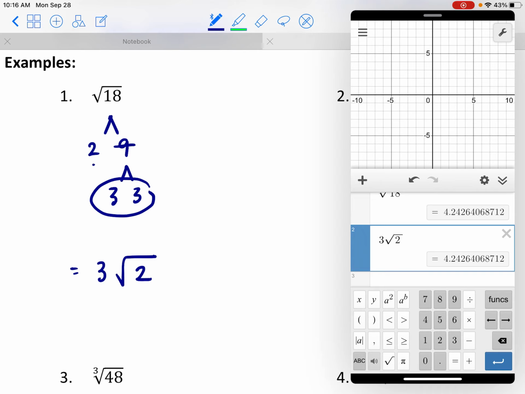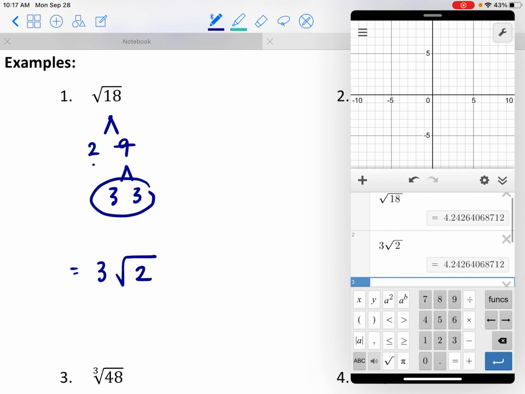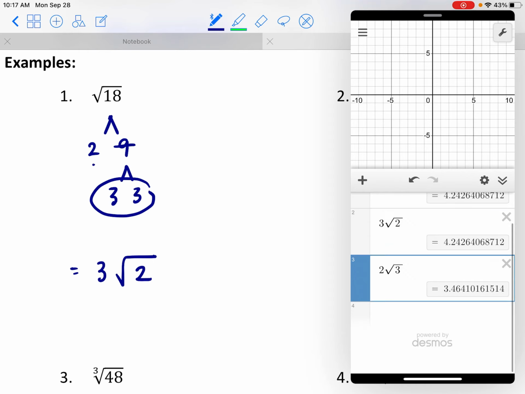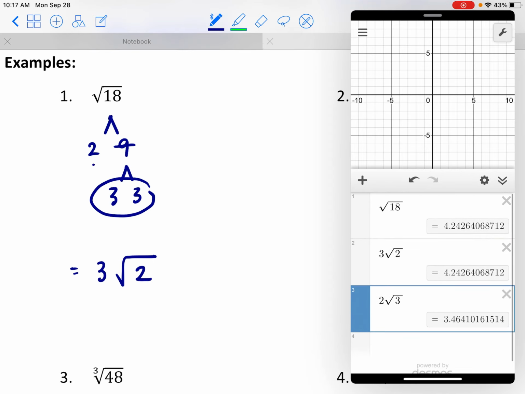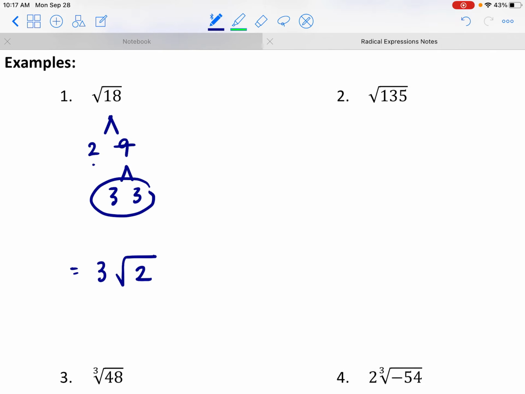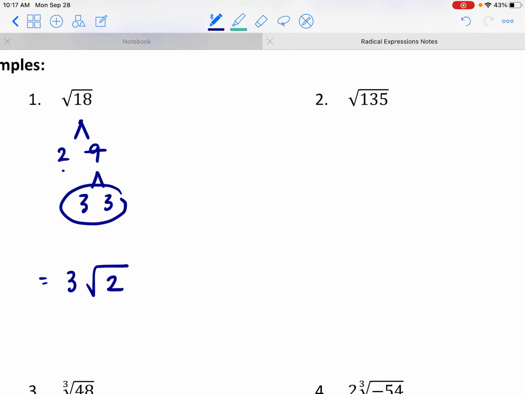So I will see a lot of times people go, oh, 2 comes out and 3 stays in. For some reason they mix those up. Well, if you confirm right away, put in radical 18, put in the opposite one, you can see those decimals aren't the same, which means they're not actually equal. So you can use your calculator to verify that the decimal amounts are equivalent. Okay? Alright, how about 2?